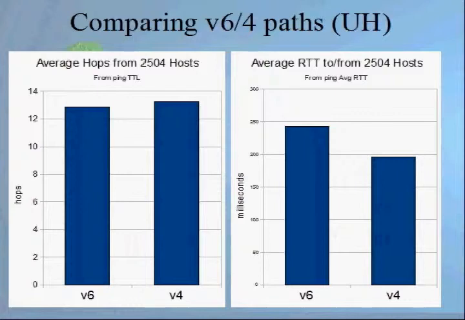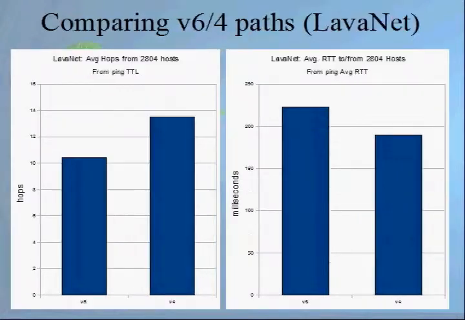Here's a picture of the same thing from LavaNet. It's pretty much the same kind of result. The hop count is lower in v6, but the RTT is higher in v6, and it bears examination to figure out why that is, but luckily it's not terribly lopsided.